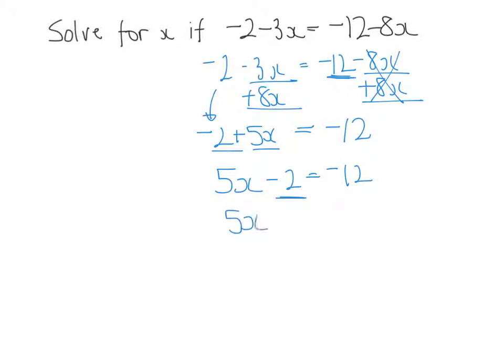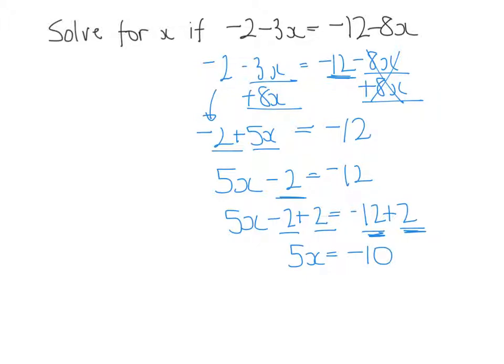Now what's the opposite of a minus 2? Well, the opposite of a minus 2 is a plus 2. So minus 2 plus 2 will cancel each other out, and that'll leave 5x, and minus 12 plus 2. Well, if it's minus 12 degrees and the temperature rises 2 degrees, that is minus 10.